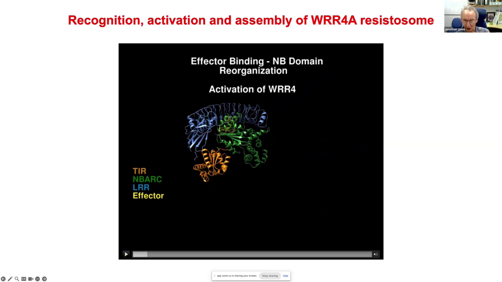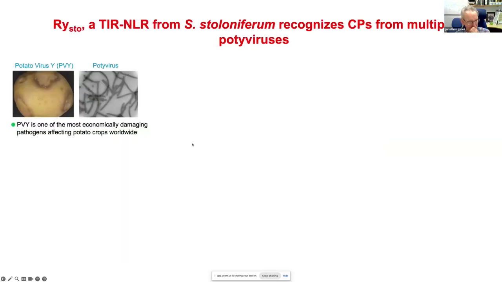So we actually do have structure. It's not high resolution for the monomer, the inactive monomer, and this is consistent with that determined structure. Okay, so that's WR4.